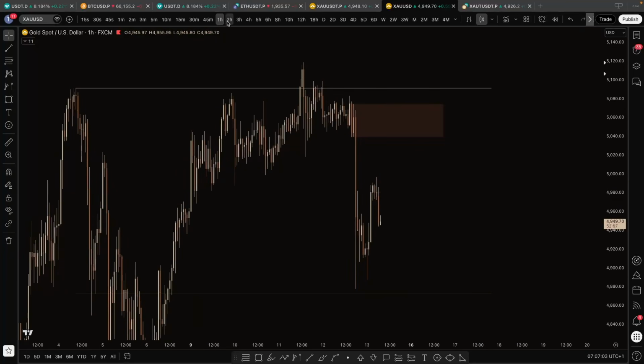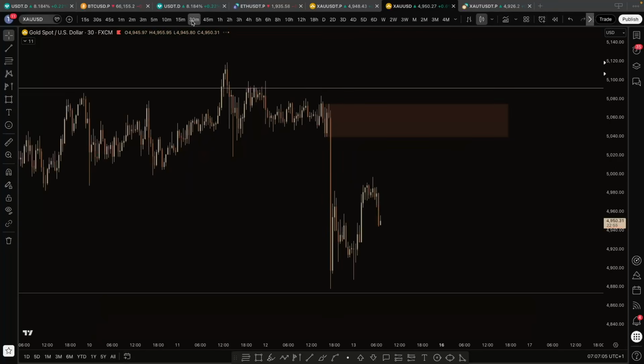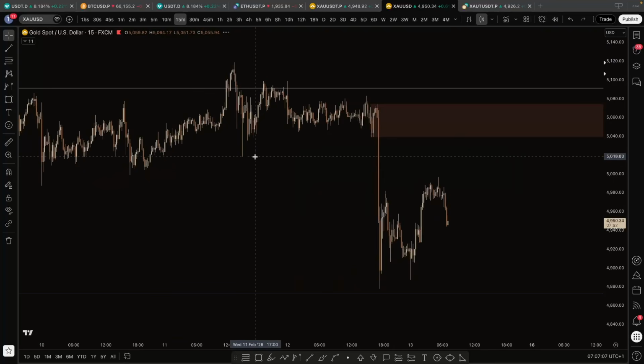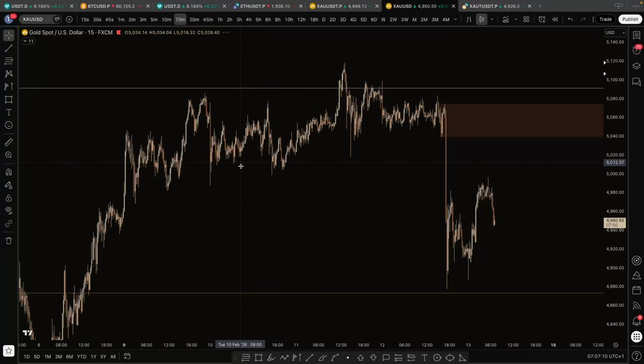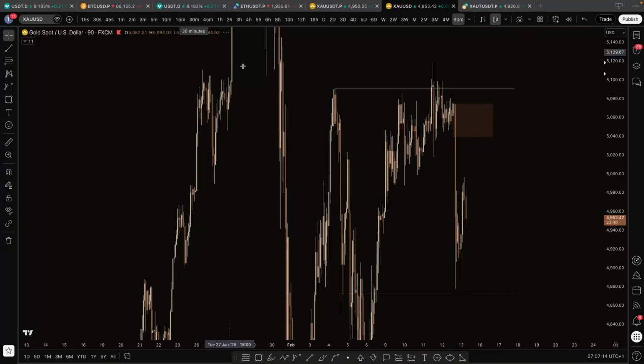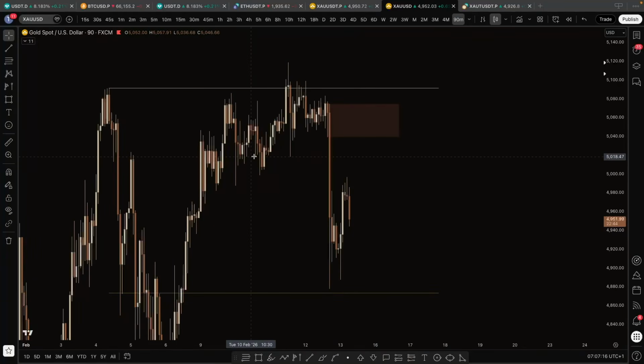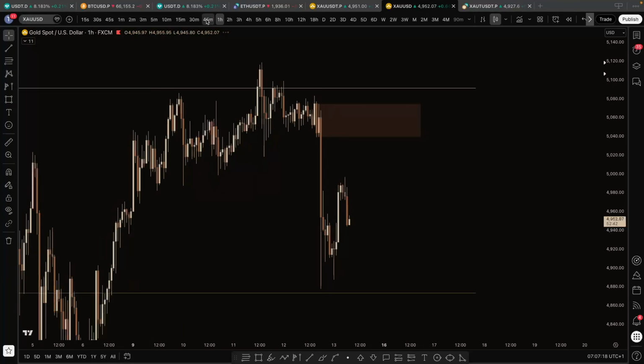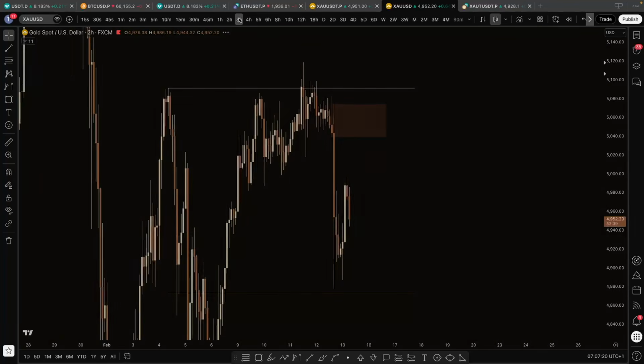But I was watching for a breaker block, but I don't find anything. No. I cannot find a good breaker in there. Maybe on a 90-minute. No. Almost. But no. So no breaker for us.